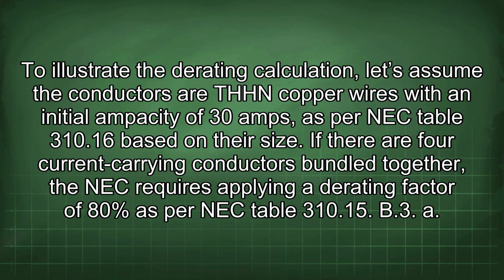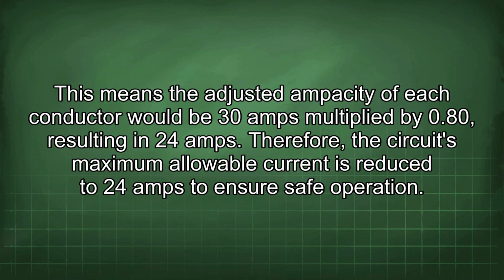To illustrate the derating calculation, let's assume the conductors are THHN copper wires with an initial ampacity of 30 amps, as per NEC Table 310.16 based on their size. If there are 4 current-carrying conductors bundled together, the NEC requires applying a derating factor of 80% as per NEC Table 310.15(B)(3). This means the adjusted ampacity of each conductor would be 30 amps multiplied by 0.80, resulting in 24 amps. Therefore, the circuit's maximum allowable current is reduced to 24 amps to ensure safe operation.